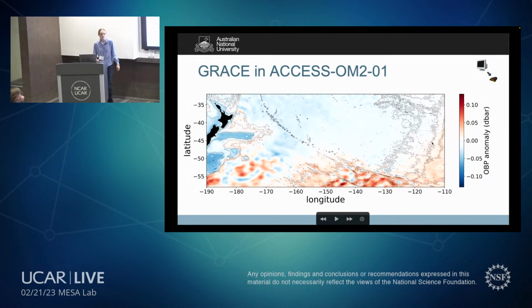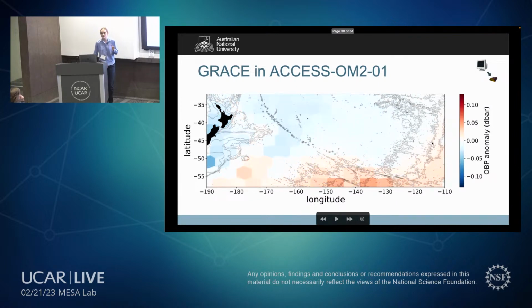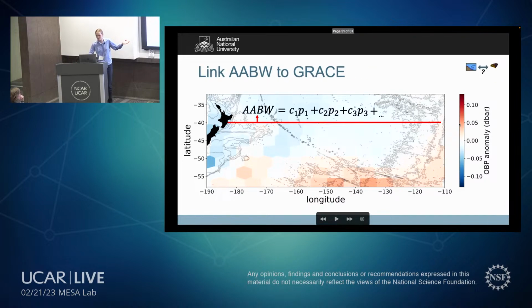I'm emulating GRACE just by taking the ocean bottom pressure anomaly, which is what it should be measuring, and then averaging it to the really coarse spatial resolution of the GRACE satellites. And that's my emulated GRACE product. And then I'm linking the two of them just using a linear sum. So I'm assuming that you can find Antarctic bottom water as some weight multiplied by one particular pressure or GRACE grid point plus another weight times another grid point, and so on and so forth. And then I find those coefficients or weights using a simple linear regression.